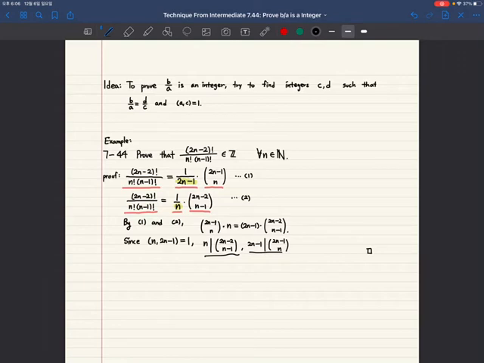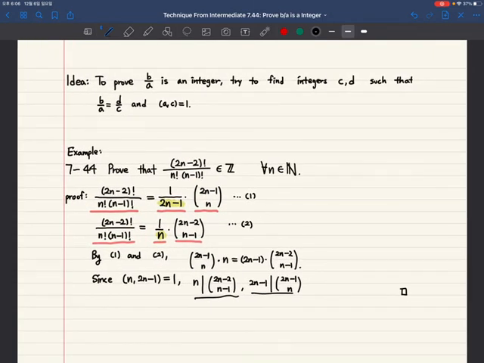So I generalized this idea so I could use it as a technique to prove that a fraction is an integer, or a way of shaping the proof. In general, if we find integers c and d such that b over a is equal to d over c, we can cross multiply and find that bc is equal to ad, right?